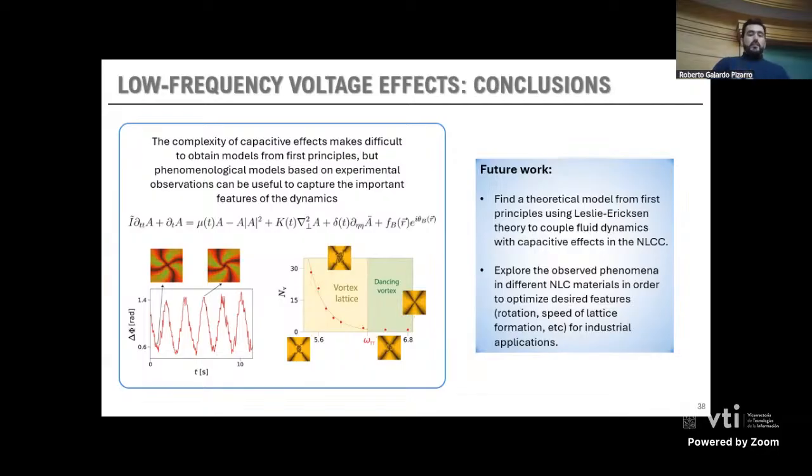Also, we can explore the observed phenomena with other kinds of nematic liquid crystalline materials in order to optimize different experimental features that we observe. So, for example, the amplitude of the velocity of the rotation of the vortices, or the velocity of the formation of these vortex lattices in the case of very, very low frequencies.